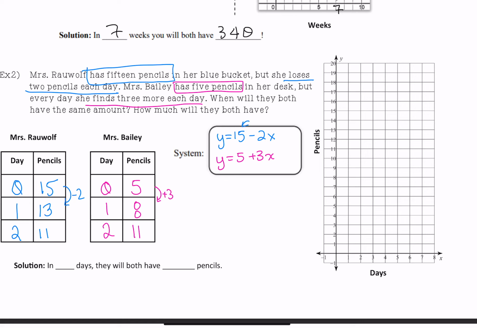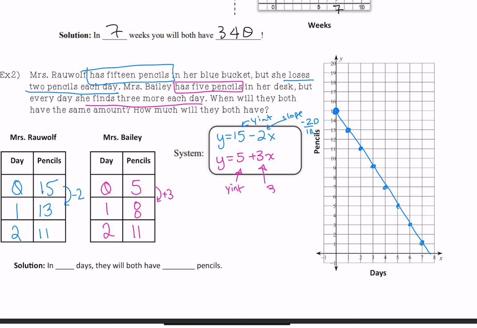So this is our y-intercept for Miss Rawolf, so she starts at 15. And this is my slope, which is negative 2 over 1, which means we go down 2, right 1, until we can't go down to the right anymore. Okay? So I'm going to draw my nice line here.